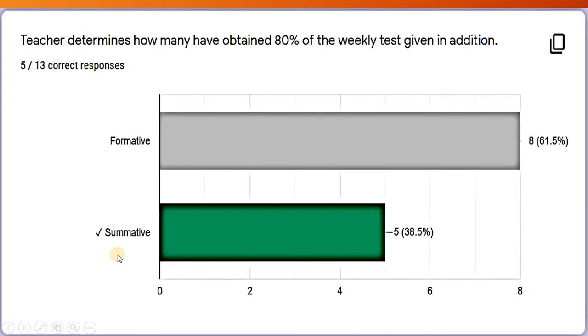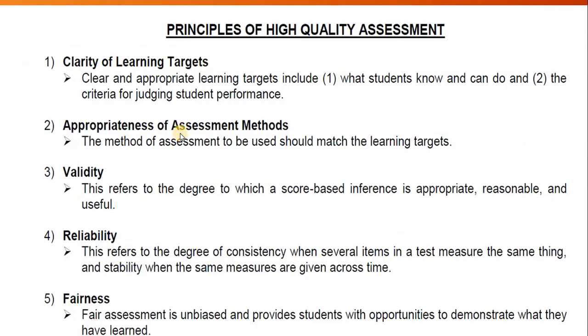Periodical test is scheduled at the end of the month. Summative yan. Teacher determines how many have obtained 80%. Summative. Principles of high-quality assessment. We have clarity of learning targets. Dapat sinusunod natin yung mga verbs doon sa ating objectives. Dapat measurable siya. You cannot write something. Halimbawa, yung objective mo, understand what is verb. Understand is not clear. It's not measurable. So, dapat ayusin natin yung ating learning targets.